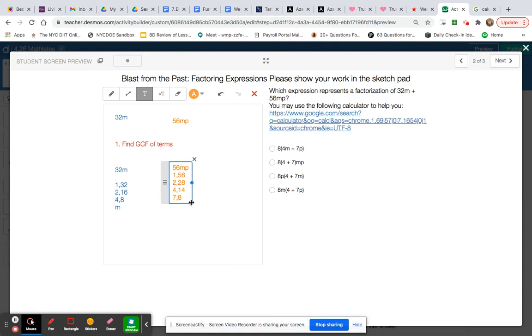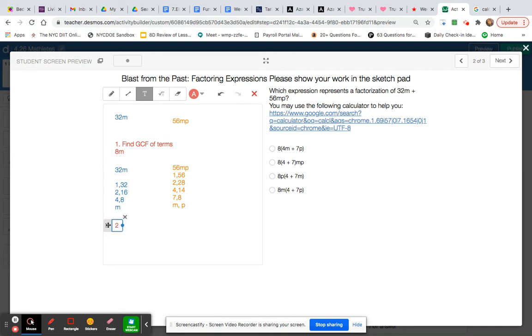Okay. So now for the variables, I have 1m and then I have 1p. So these are all the factors of 56mp. So now what is my GCF? What is the GCF of the numbers? The greatest common factor of the numbers is 8. So I know that my GCF is going to have an 8. And notice in the variables, they both share an m. Notice that 32m doesn't contain p, so my GCF is 8m.